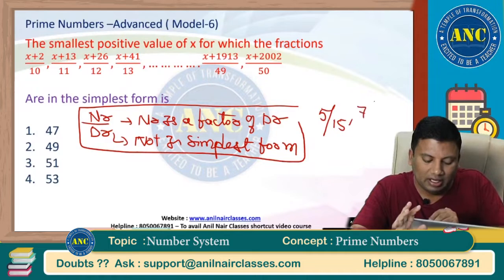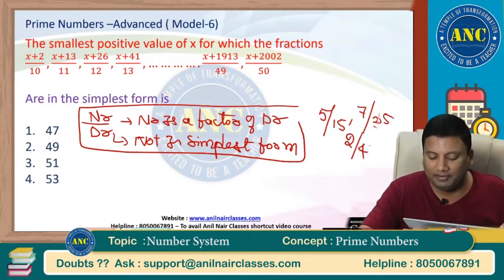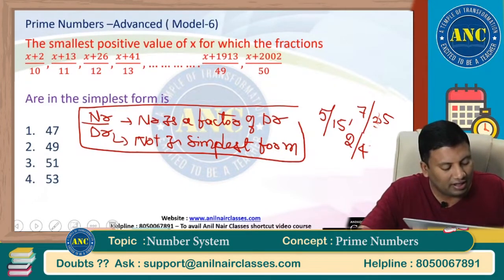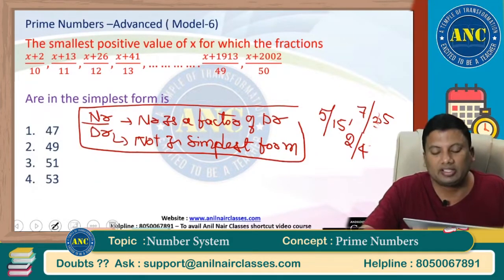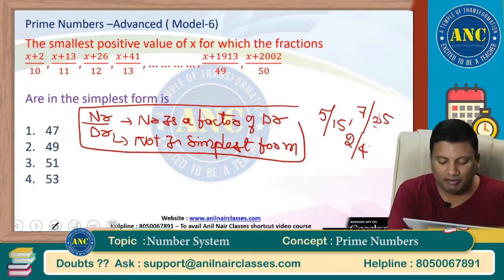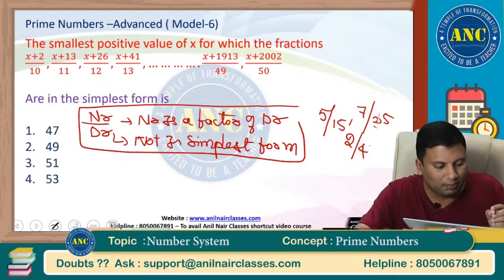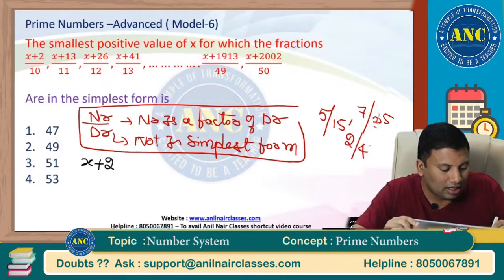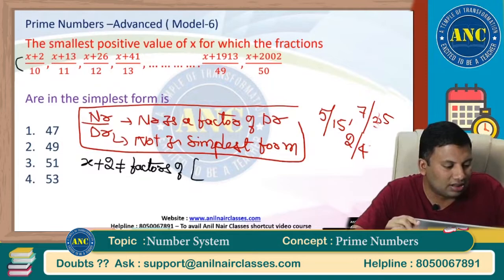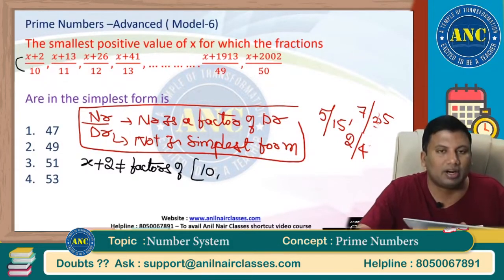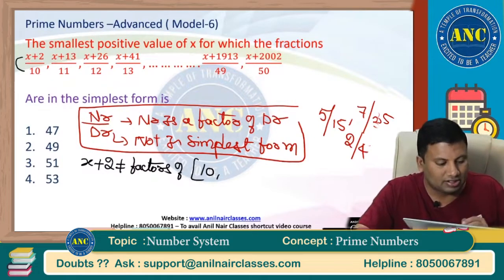If the numerator is a factor of the denominator, then the fraction is not in its simplest form. 5 by 15, 7 by 35, 2 by 4. 5 is a factor of 15, not in its simplest form. 7 is a factor of 35, not in its simplest form. 2 is a factor of 4, not in its simplest form. So, because it is not in simplest form, x plus 2 cannot take any of these factors, it cannot be a factor of 10. If it is a factor of 10, then it will not be in simplest form.